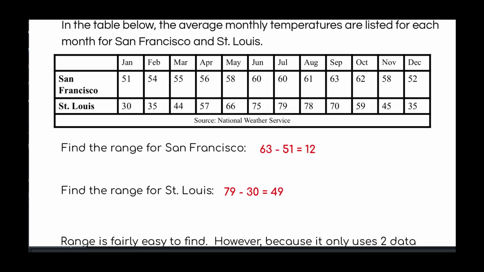Now, St. Louis is different. The highest number in St. Louis is 79, and the lowest number is 30, so when we subtract that, we get 49. So this does have a bigger range, which means that if you live there, you would have different season clothes.